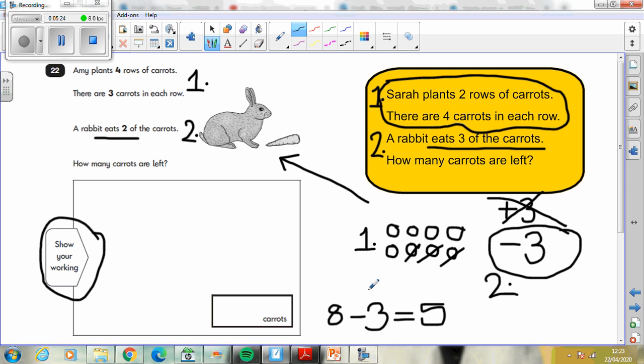If this was a real SAT paper, there would be 2 marks for this question. There'd be 1 mark for the correct working out, and there'd be another mark for the correct answer. If the child had got the final answer wrong, but actually the working out and the method here was correct, they could still get a mark for the correct working out. If you're happy to now tackle question 22, that's great. You can stop the recording here. If you want to see another example, then carry on watching.